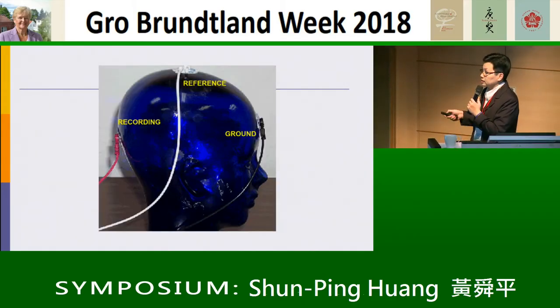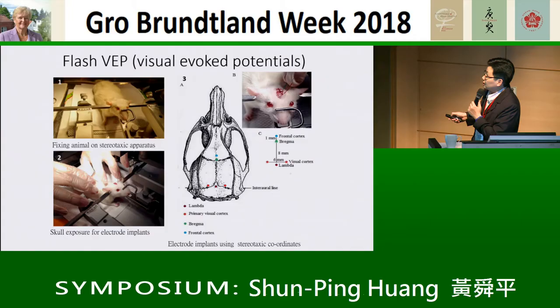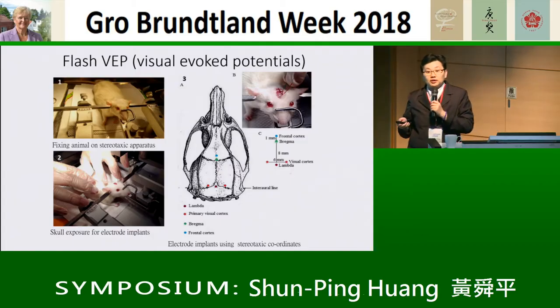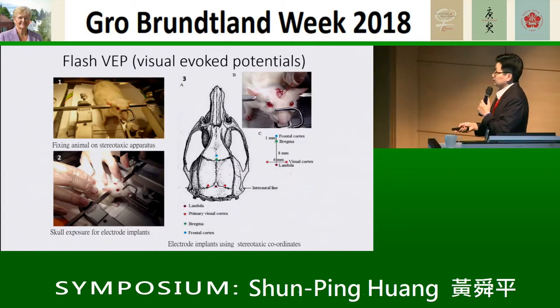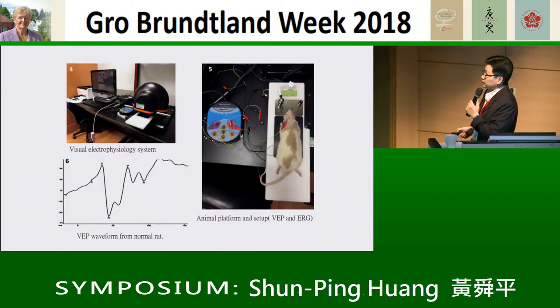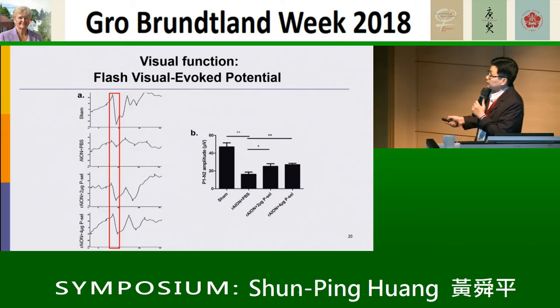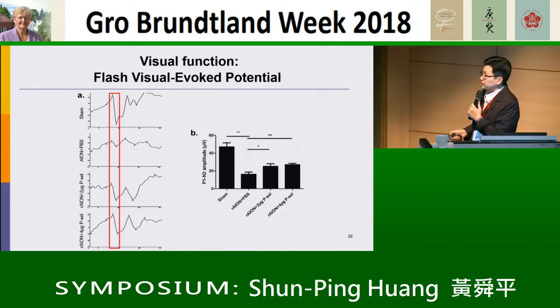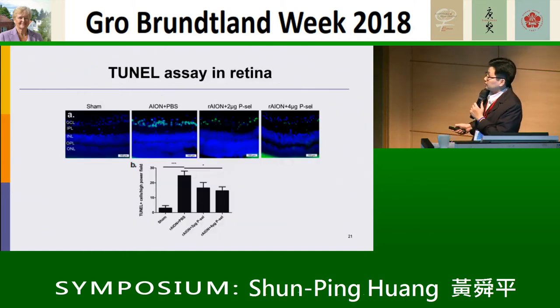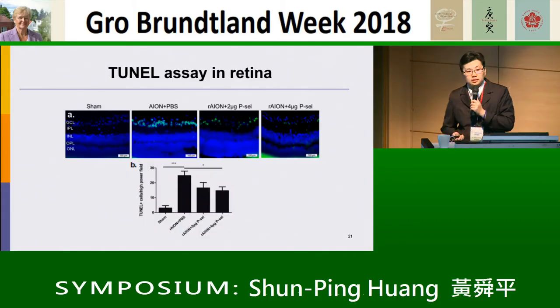When we perform this for the patient, we just have a reference recording electrode and a grounding electrode. But for the rat, we have to implant the electrode and screw it into the skull. So that's how we record the VEP. As you can see, the P-selectin also successfully preserves the visual function. Next, we can see the P-selectin also decreases the apoptosis.